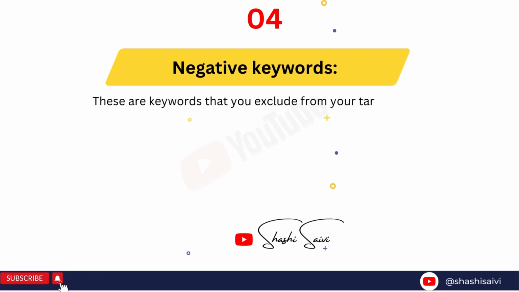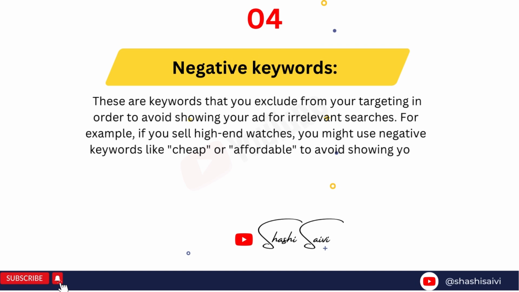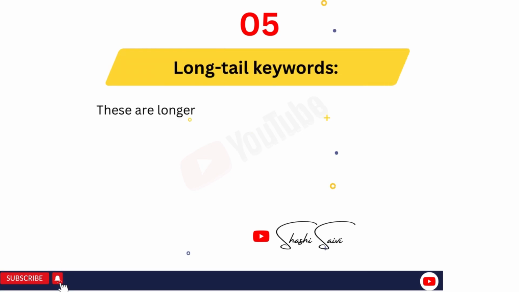Negative keywords. These are keywords that you exclude from your targeting in order to avoid showing your ad for irrelevant searches. For example, if you sell high-end watches, you might use negative keywords like cheap or affordable to avoid showing your ad to people who are looking for lower-priced watches.